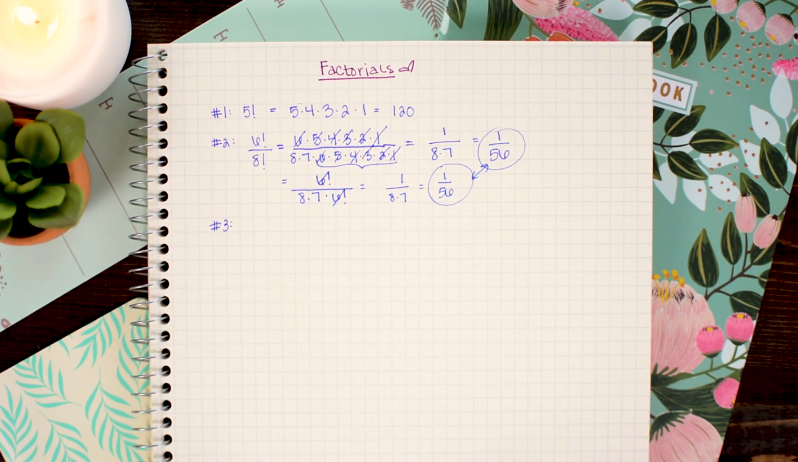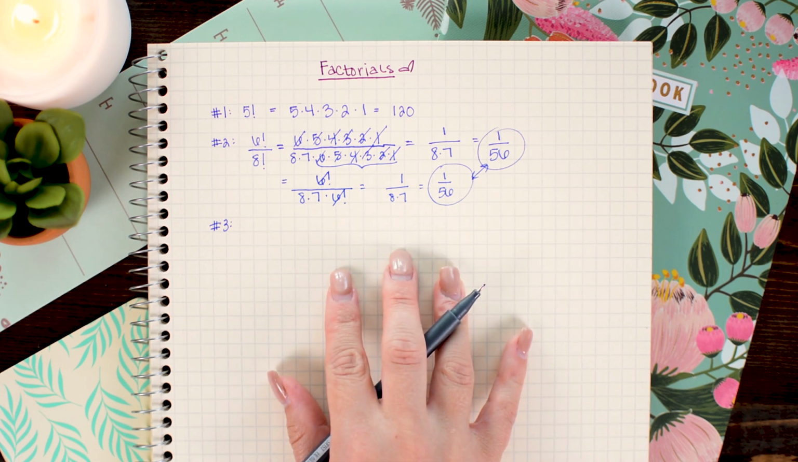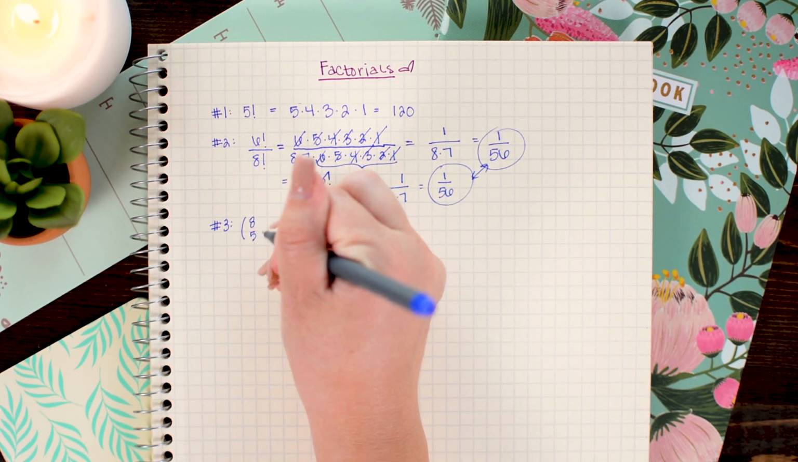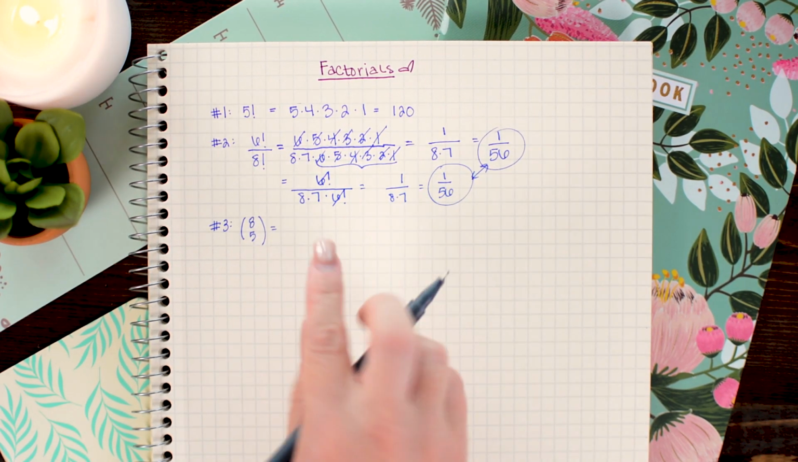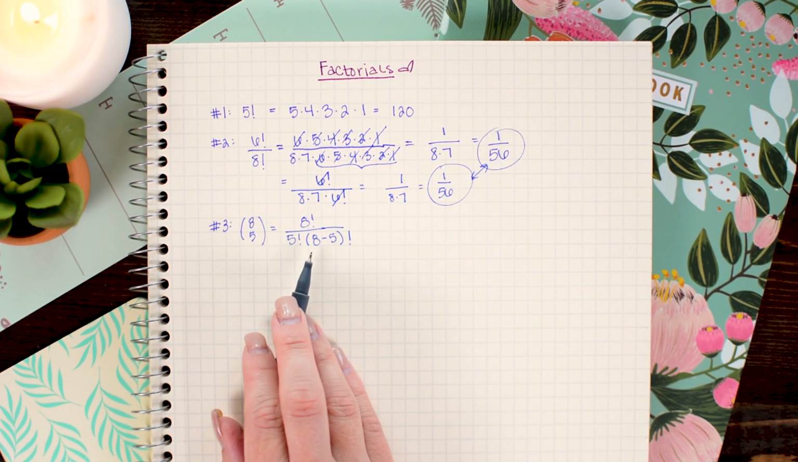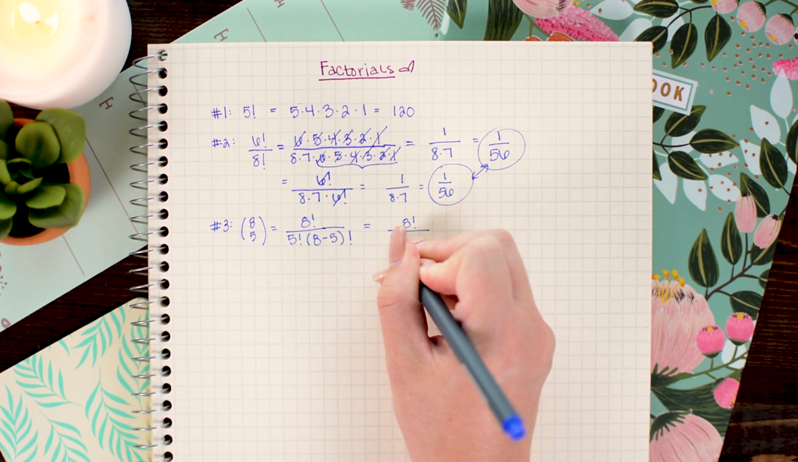Now, a place where you commonly see factorials show up is in combinatorics. So let's go ahead and do the combination formula. So let's say I have 8 choose 5. When I apply that formula, we get, and I'm just going to go ahead and do this 8 minus 5 to get 3 factorial.